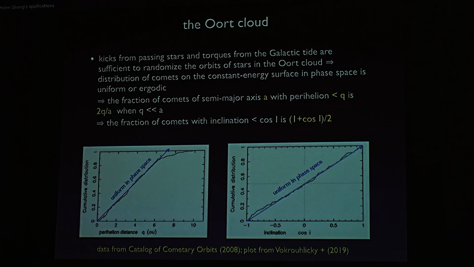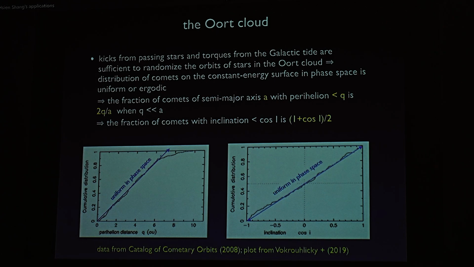You can say more about the Oort cloud. The Oort cloud is so large that kicks from passing stars and torques from the galactic tidal field are sufficient to randomize the distribution of orbits in the Oort cloud. In a statistical mechanical sense, it says that the distribution of comets on a constant energy surface in the Oort cloud is ergodic. It's uniform in phase space.